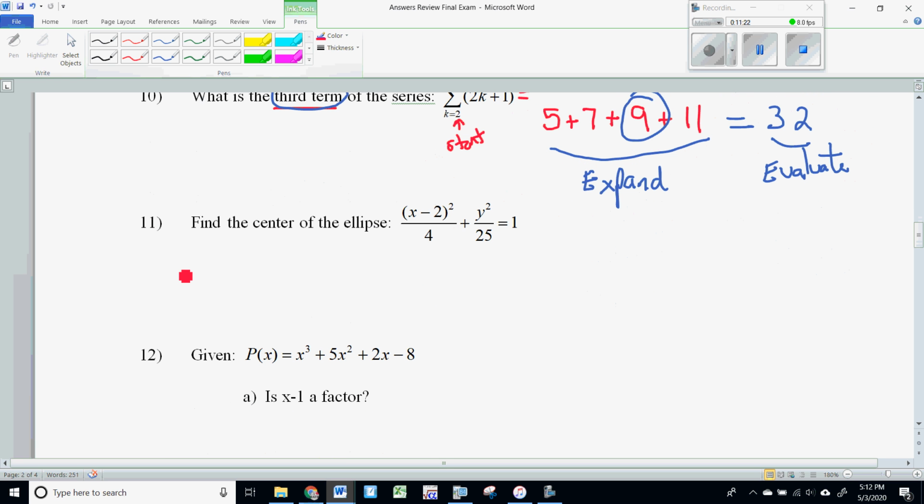Conic sections. Remember our conic sections. We have ellipses, parabolas, hyperbolas, and circles. Once again, a lot of different formulas here. Right here, we just want to look at finding the center. From the x, we take the opposite, so we get 2. From the y, we take the same one, and we get 0. Remember, a hyperbola is just like this, but it has a minus sign. A parabola doesn't have one of the variables squared.